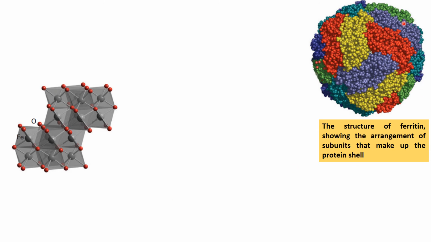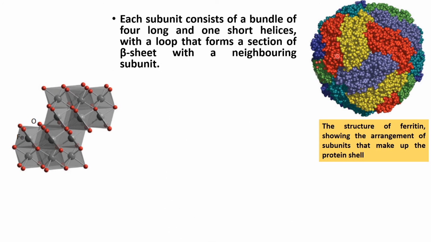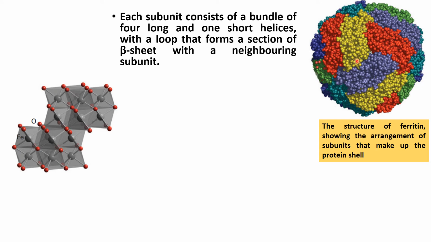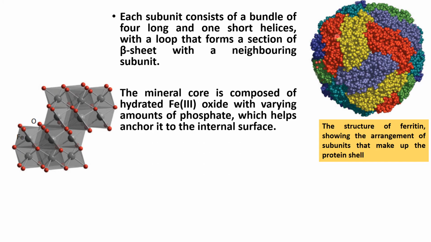Here you can see the structure of ferritin showing the arrangement of subunits. Here, the 24 subunits make up the protein shell. Each subunit consists of a bundle of 4 long and 1 short helices with a loop that forms a section of beta sheet with a neighboring subunit. The mineral core is composed of hydrated iron 3 oxide with varying amounts of phosphate, which helps to anchor it to the internal surface.